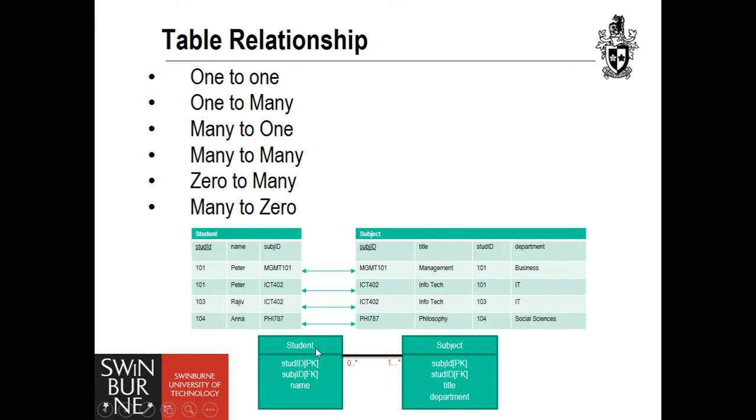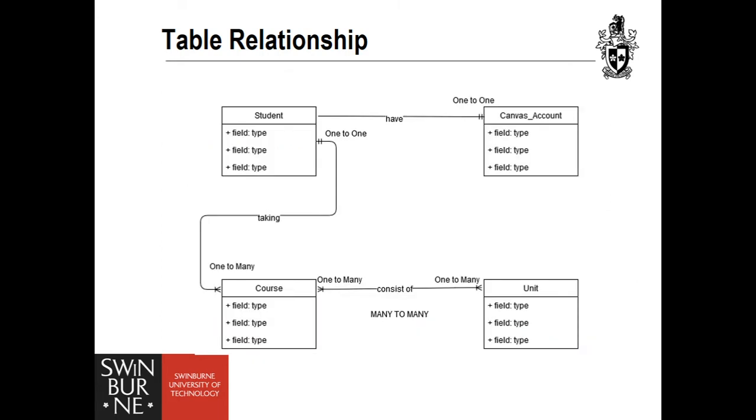This is referring to one student can take many subjects, and zero subject can be taken by many students. So there is a student that didn't take any subject. So this is another table relationship that has been done by me.